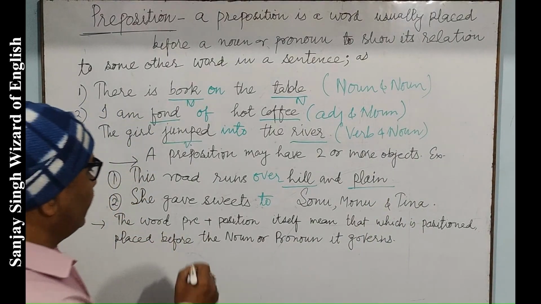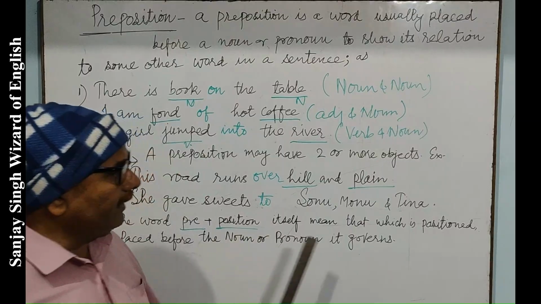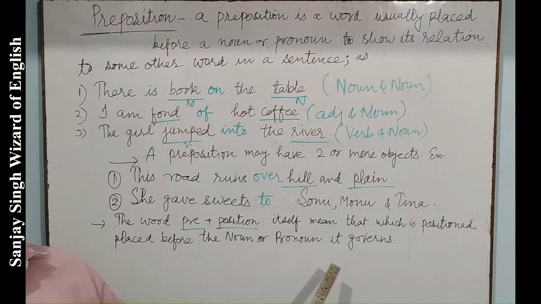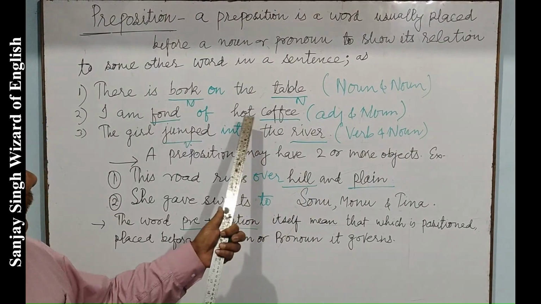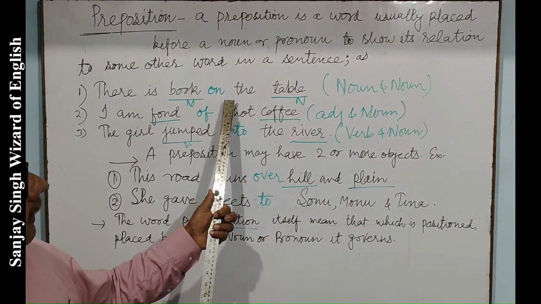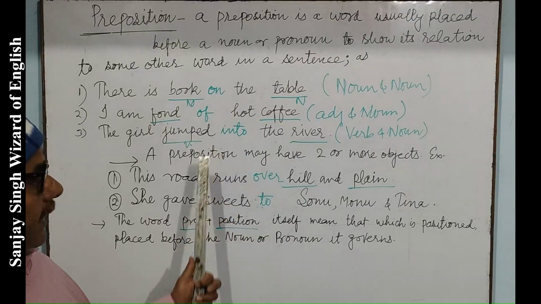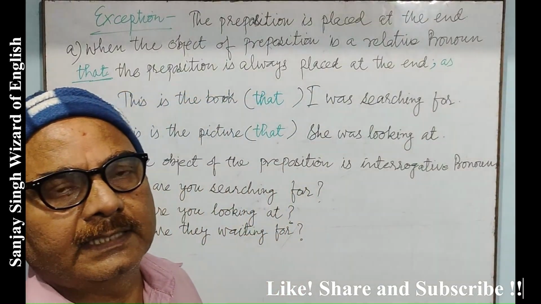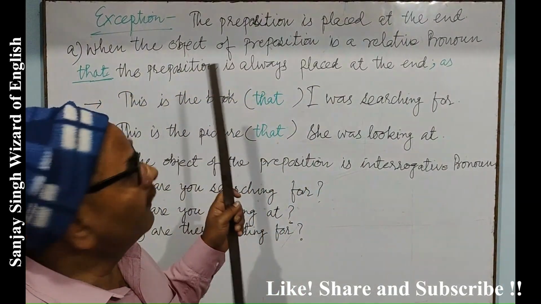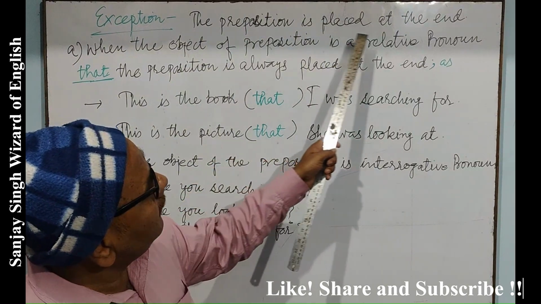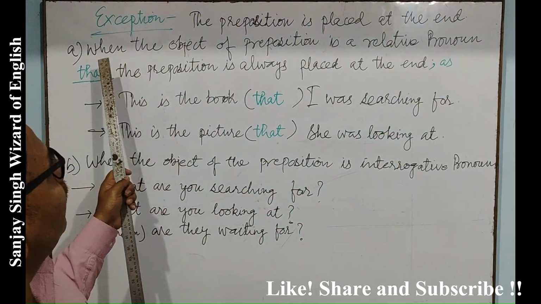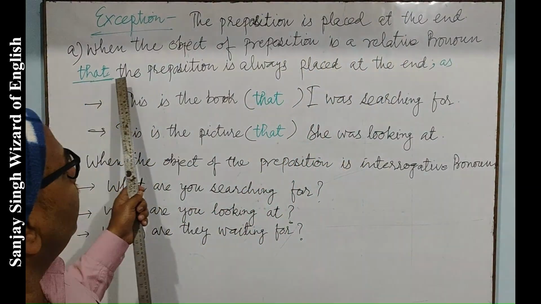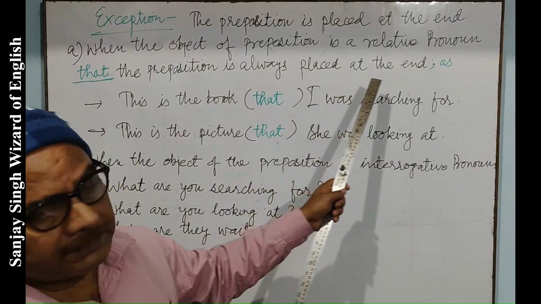Now the word preposition itself means that which is positioned or placed before the noun or pronoun it governs. So here we can see it is placed before the noun and pronoun which it governs. Now the remaining part we will see. There are certain exceptions to the rule which we will see. The preposition is placed at the end when the object of the preposition is a relative pronoun. That the preposition is always placed at the end.